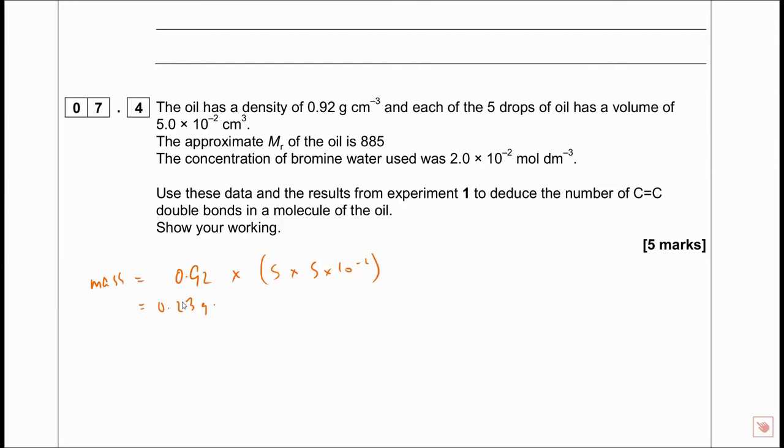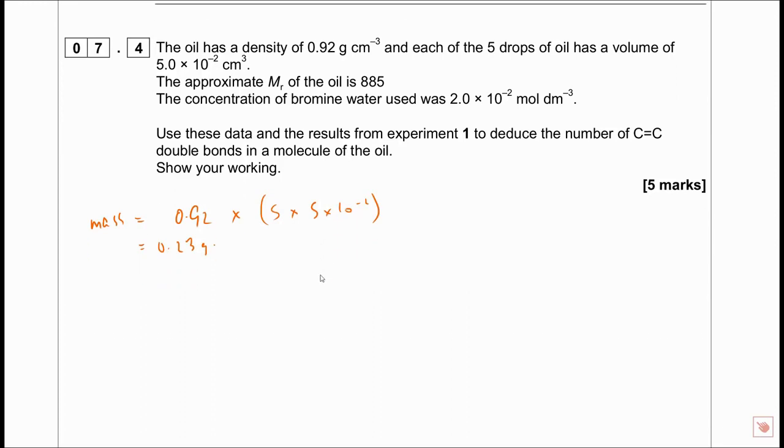I've got an MR there, so I can work out my moles of oil. My moles of oil, therefore, are mass over MR, 0.23 divided by 885, and that's going to give me a number of 2.6 times 10 to the minus 4.